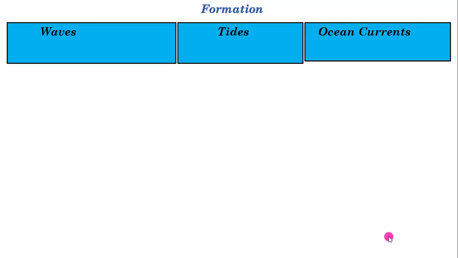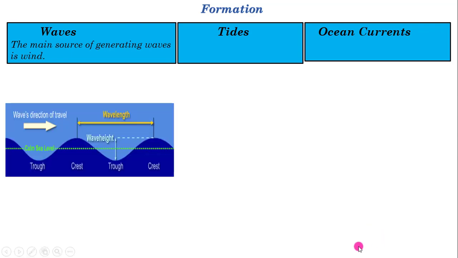Dear students, let's look at the way the waves, the tides and ocean currents are formed. Let's start with the formation of waves. The main source of generating waves is wind. Waves are formed due to the energy generated through friction between the wind and the ocean water surface. Wind moves the ocean water surface up and gravity pulls the water down. This falling water pushes the water below it upward, and again a new position is formed here. The gravity pulls the water down, and this process goes on over and over again. In this way, the energy travels through the surface of the ocean water in form of a wave.